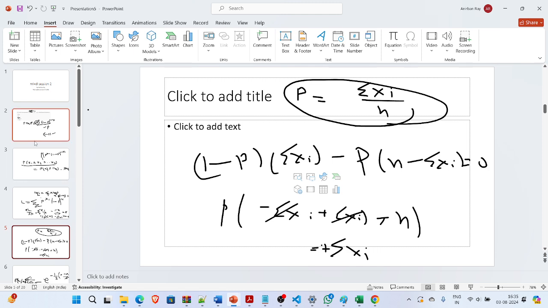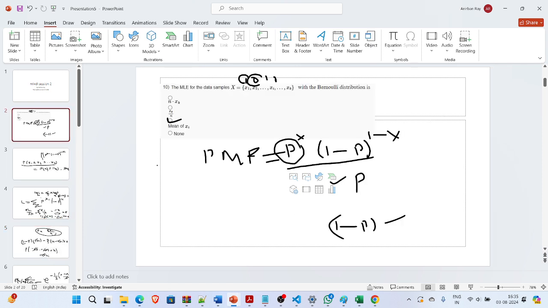Another exercise I can show you is like this. This is the PMF, right? To find the expectation, what you have to do is that, what is it?